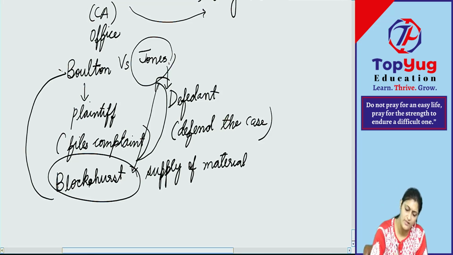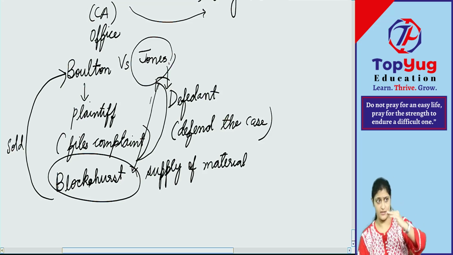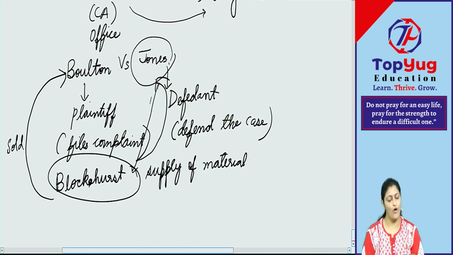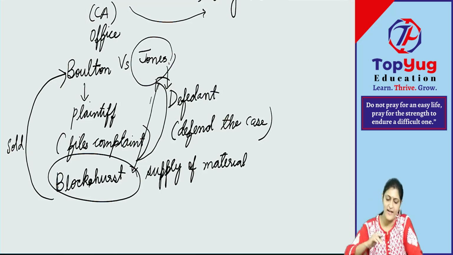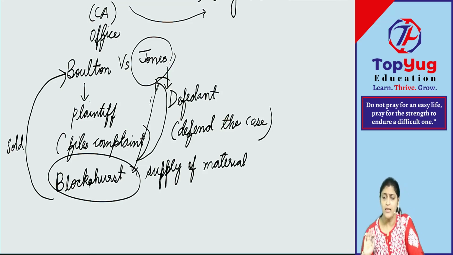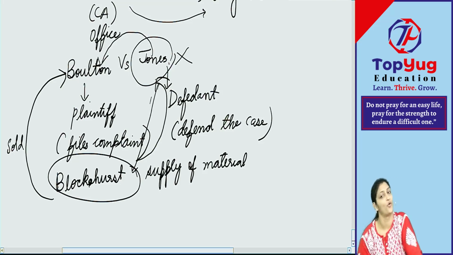Brocklehurst sold his business to Bolton. What did he do? Sold his business to Bolton. Jones and Brocklehurst were in this business relationship for many years. Brocklehurst always used to supply, and Jones used to use the material for building. Now what happened? Brocklehurst sold the business to Bolton. Jones did not know about this selling of the business. He's still thinking that the owner of the business is Brocklehurst. And he gave the order to Bolton, thinking that Bolton is Brocklehurst only.